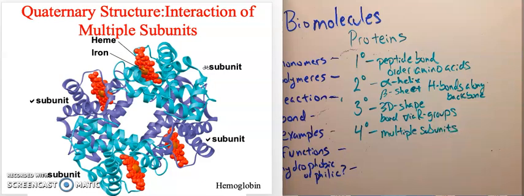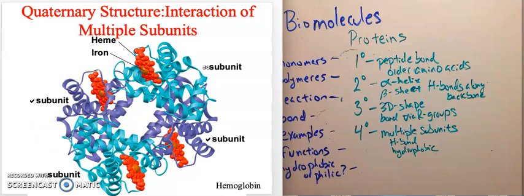Again, every kind of bond that we talked about can contribute to quaternary structure, but it's primarily held together through weak interactions like hydrogen bonds and hydrophobic interactions. But it can also include ionic bonds and covalent bonds.